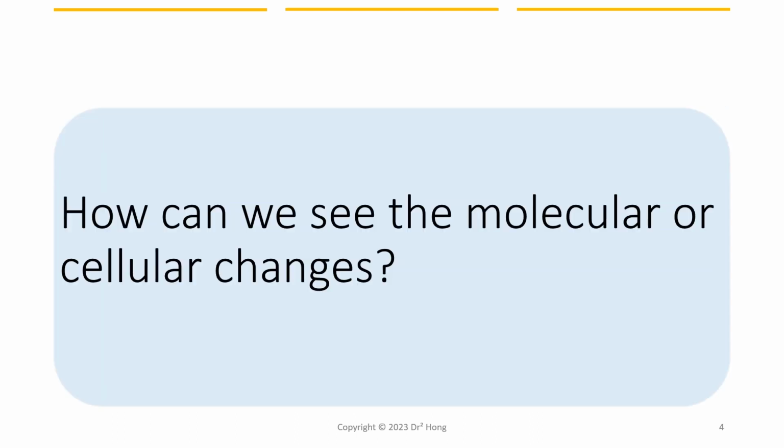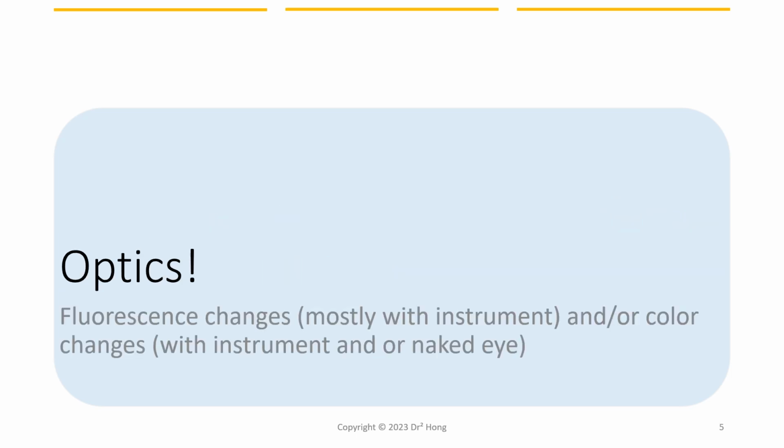So the question is, how can we see the molecular or cellular changes? The answer is using optics. Now, fluorescent signals or changes are most commonly used to detect cellular changes, but it is mostly done with the help of a specialized instrument. On the other hand, if the biomarker signal produces a visible color change, we can use the naked eye to qualitatively tell the presence or absence of a marker, or use an instrument to quantify the detected marker as well.